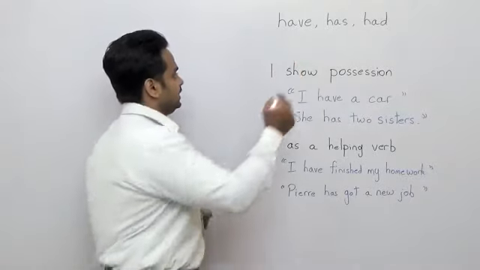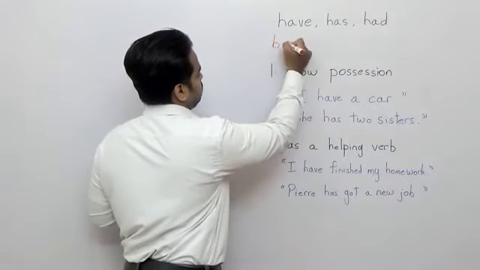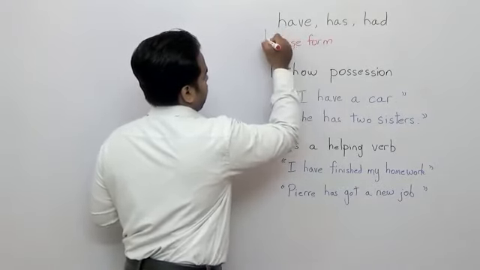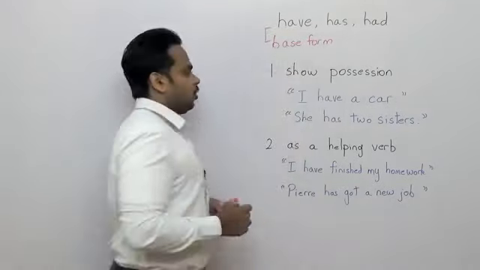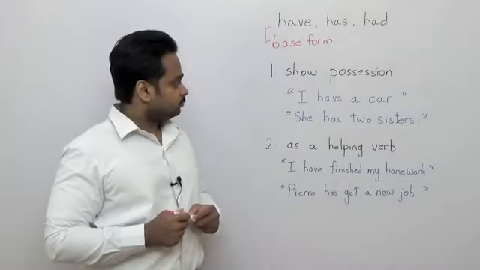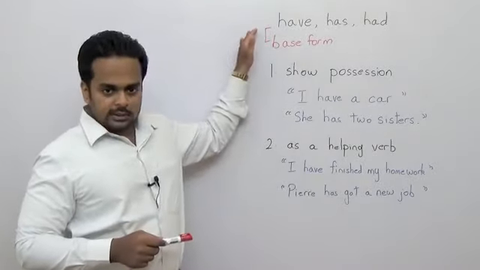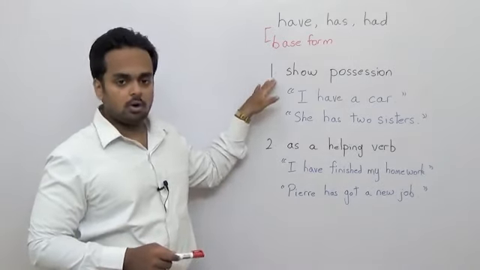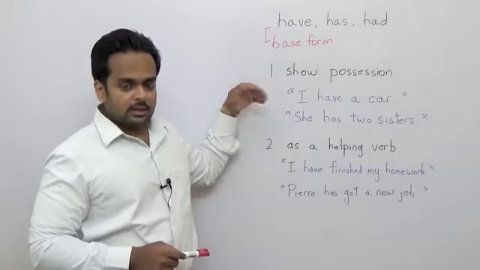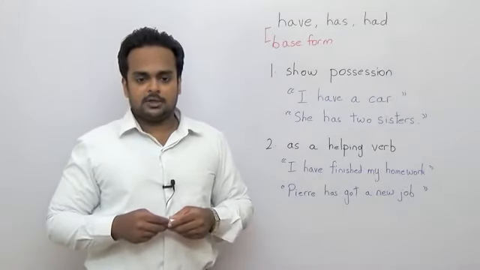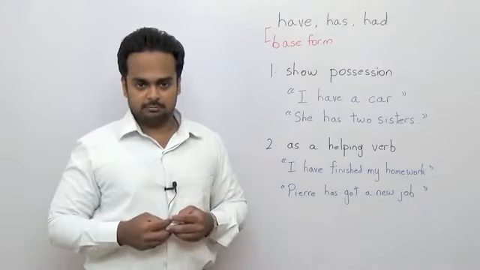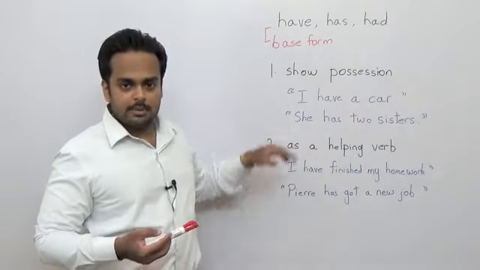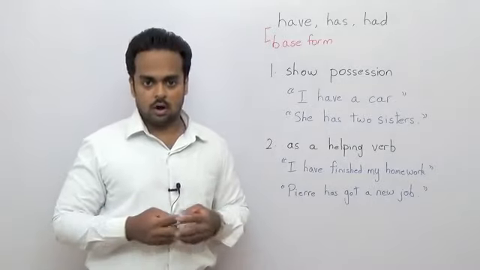They're all just different forms of the same verb, which is have. So we're going to call this the base form. Okay? Now, this verb is used in two ways. First, it's used to show possession. This means that it shows that you have something. For example, if I say, I have a car, it means that I own a car.